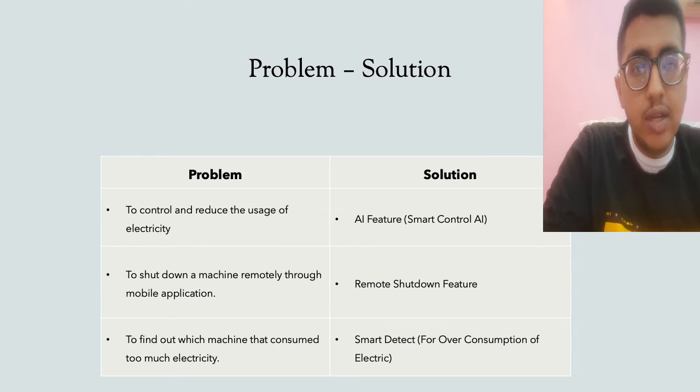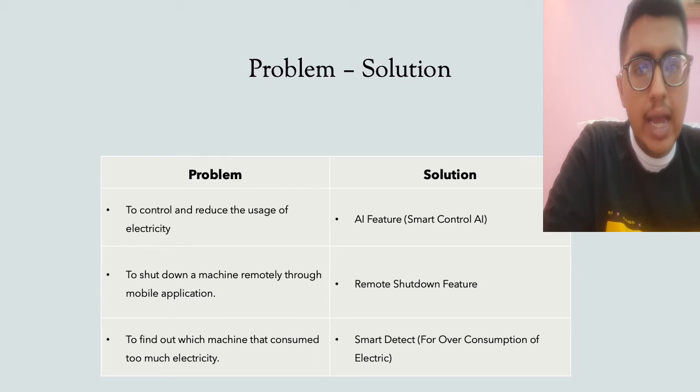There are still some issues remaining with the current state of electric usage control. There are solutions using information technology to solve the problem, namely intelligent overconsumption detection and smart shutdown, which is remote shutdown.